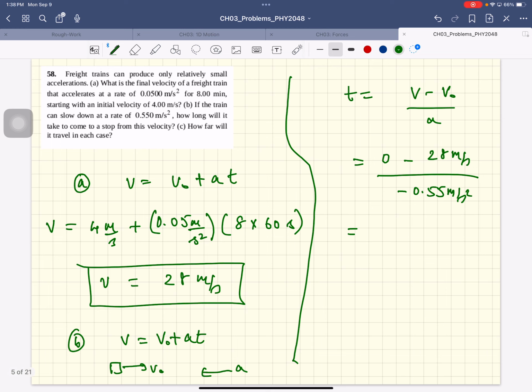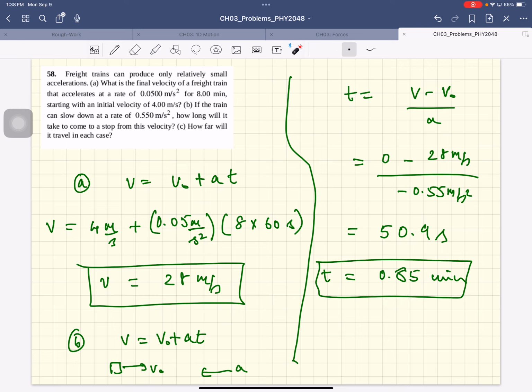And this is 0.85 minutes. Okay, so again, roughly the acceleration was 10 times bigger, and the stopping time is 10 times smaller. Okay.